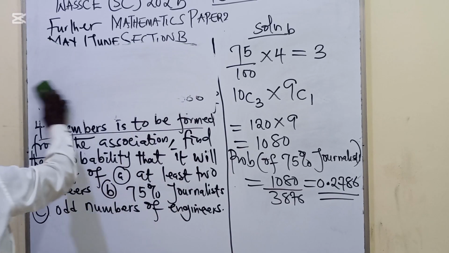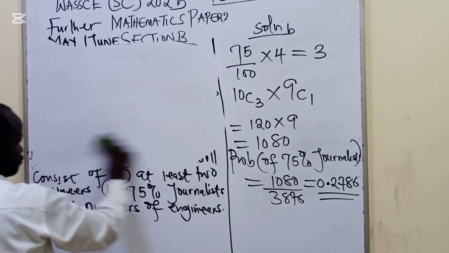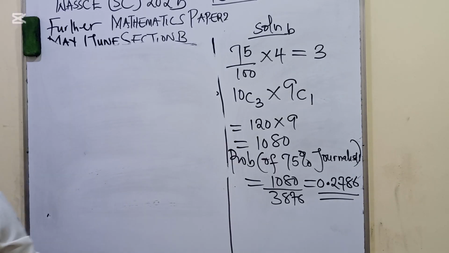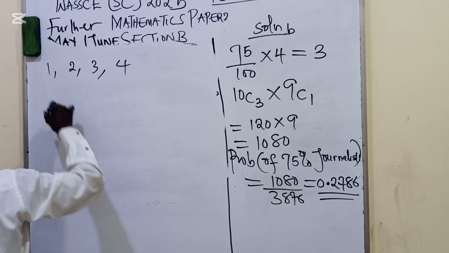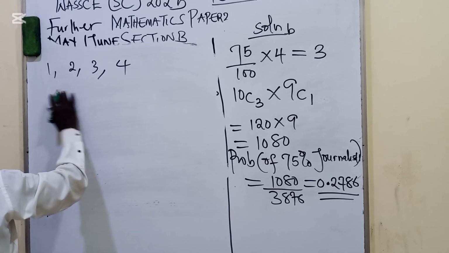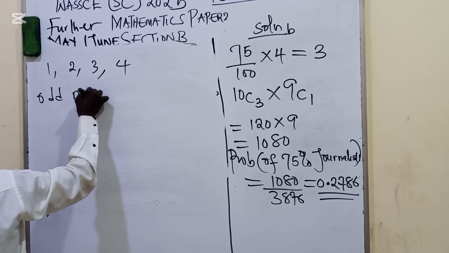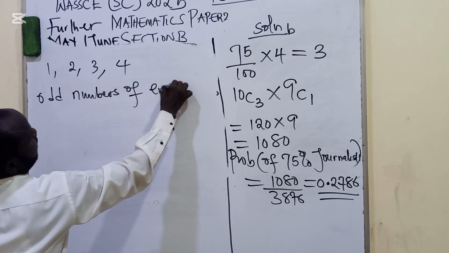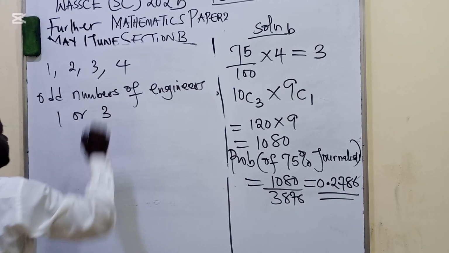Let's move to C, odd numbers of engineer. So we have 1, 2, 3, 4 members. The odd numbers here are what? Odd numbers of engineer. Engineers will be 1 or 3.